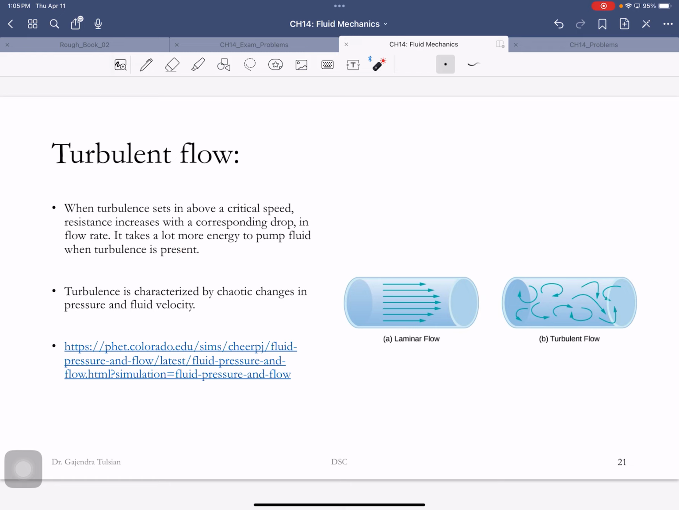So why do we have to worry about this? I gave you some examples. It happens every day in our lives. The city has to pump water to your house. There's always turbulence in the pipes at a certain point, but if they want to minimize it, because if there's turbulence, then their pumping cost is high. And that's an everyday thing. Turbulence is characterized by chaotic changes in pressure and fluid velocity.